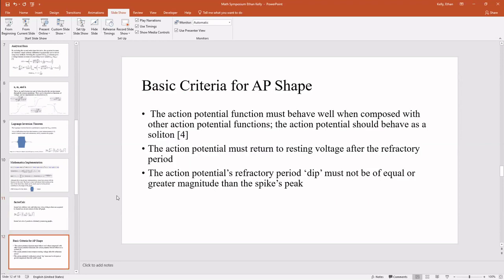Now you may be saying to yourself, that's great, show us some graphs. So I'll get to that right now. Keep in mind that action potentials are solitons. When they interact, basically when they collide into each other, they come out the other side with the same velocity and the same shape. The action potential returns to resting voltage after it dips down. You'll see what I mean in a second. And the dip down must not be of greater magnitude than the peak.